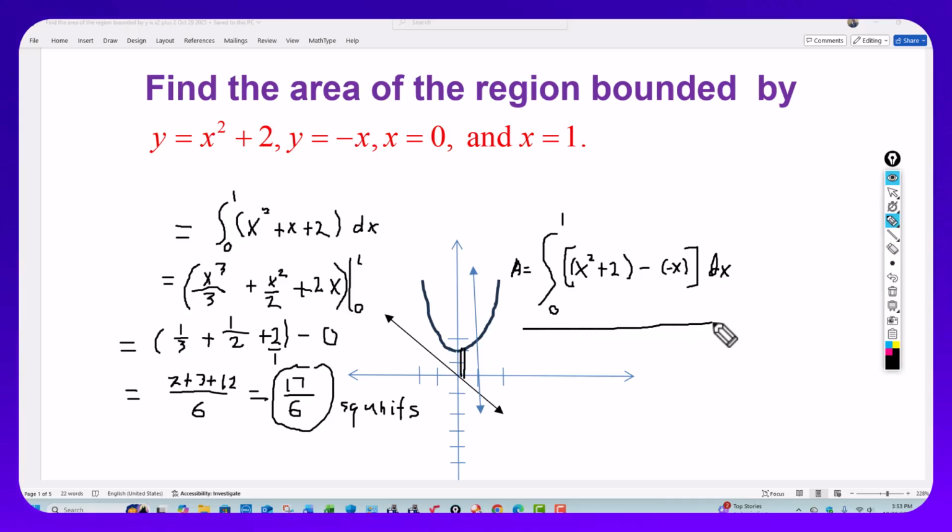So here's your setup for the integral. Again, top curve minus the bottom curve gives me the length of the representative rectangle that we're using, in this case a vertical rectangle. And the dx represents the representative width, which, when we sum these up over the interval from 0 to 1, gives us the total area.